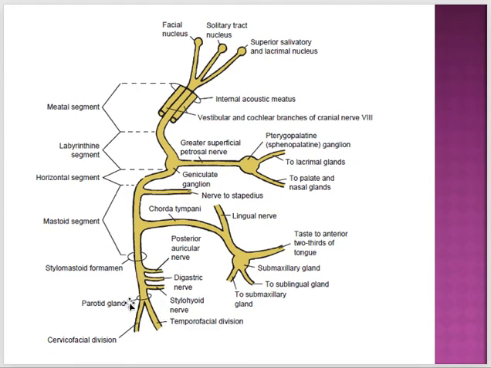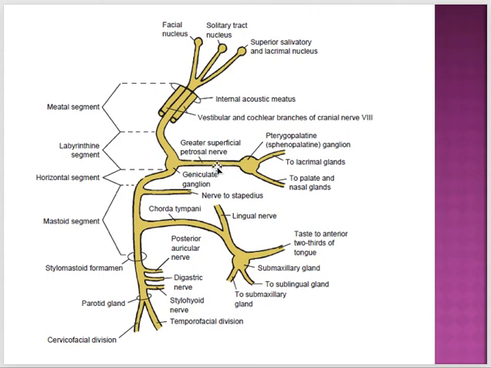So the extracranial part, which they are showing over here, is just this one when it comes out of the stylomastoid foramen. Whereas this one is of course the intracranial one, and this whole segment which they are showing here is the intratemporal segment. So simply, this is how facial nerve gives different branches.